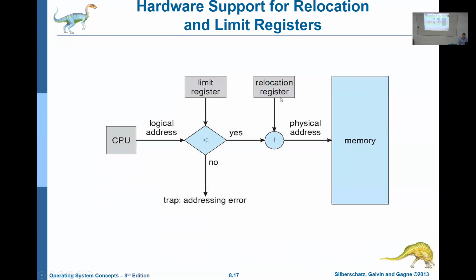Everyone follows me? Now, the relocation register is where it starts from. And how big it is, is the limit register. That's enough. Once we have those two pieces of information, we know where everything is, all assuming that we're in contiguous allocation.